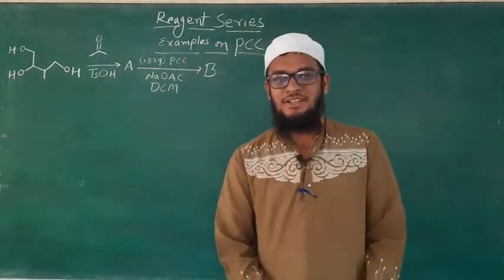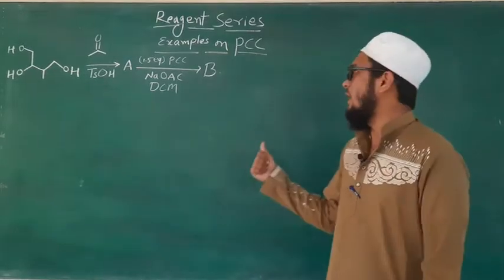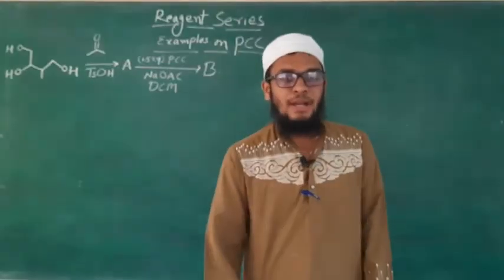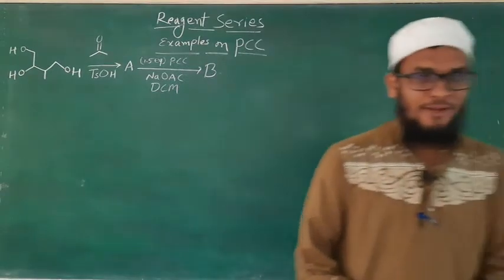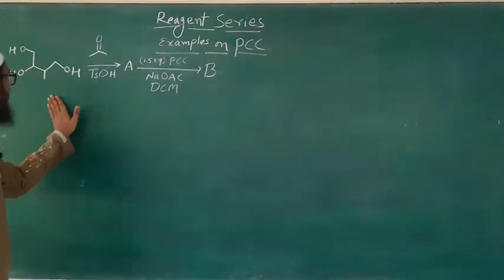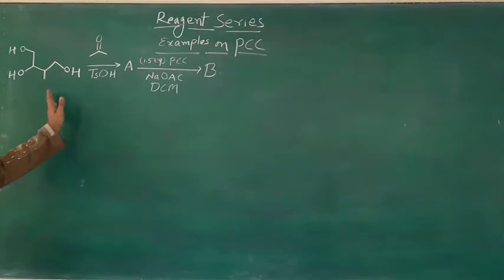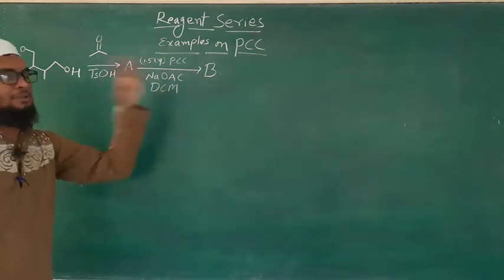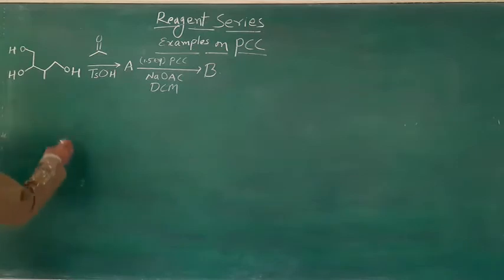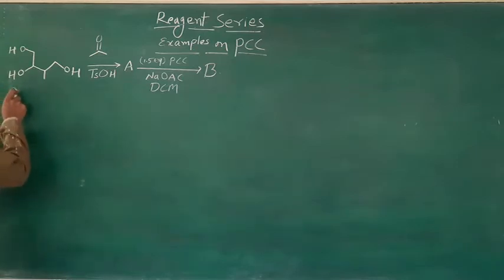In our reagent series, I will continue with the examples of PCC, pyridinium chlorochromate. I have a question in front of us. Look at this. I have taken this question from the book of Zoephilip. So, we'll see how we can get A and B. Let me write the mechanism here.